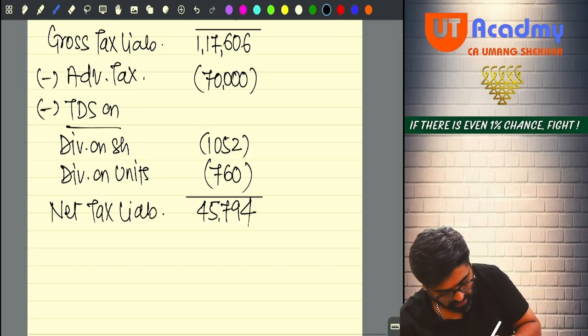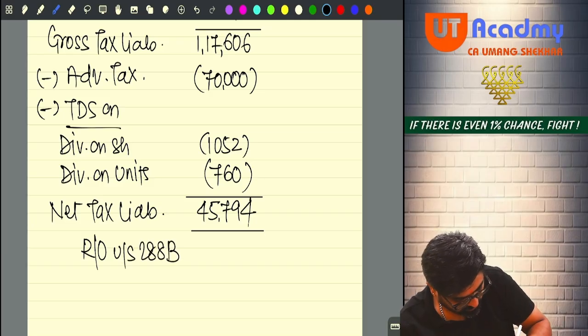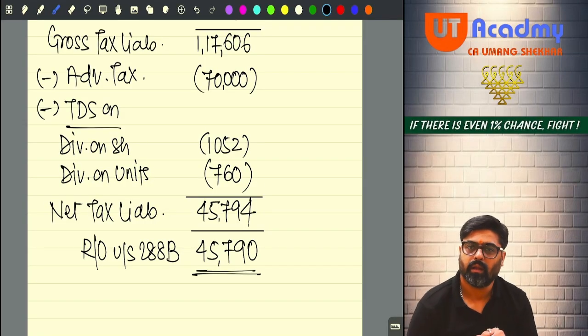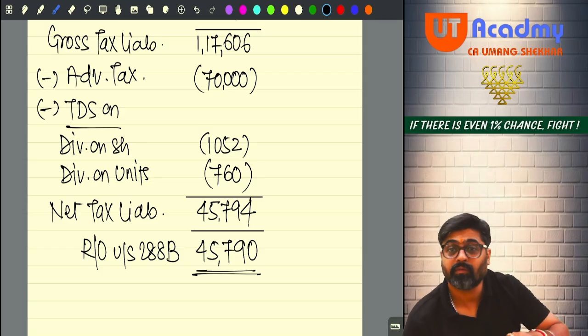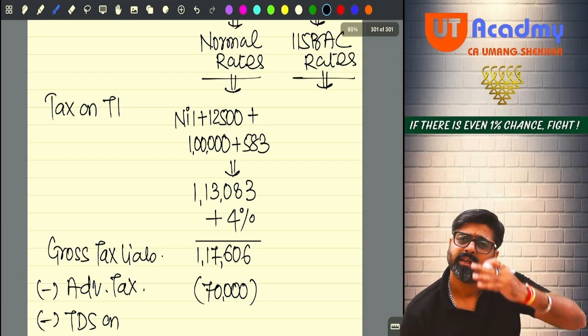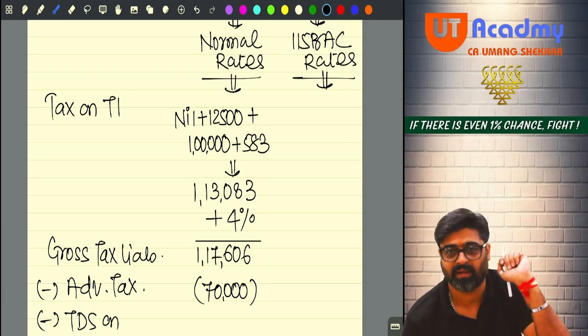Now I will round it off under section 288B and this amount will now be 45,790. This is my final tax payable. Got it, sir? Now pay attention. I have not yet calculated 115BSC. Now I will calculate 115BSC. Same process I have to follow, but the rate applicable will be different now.